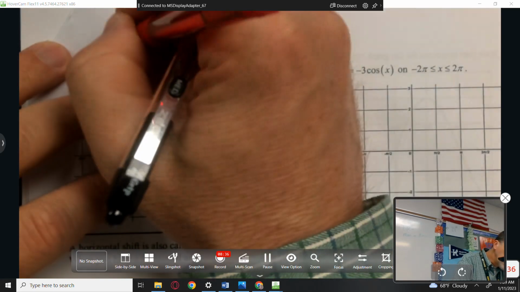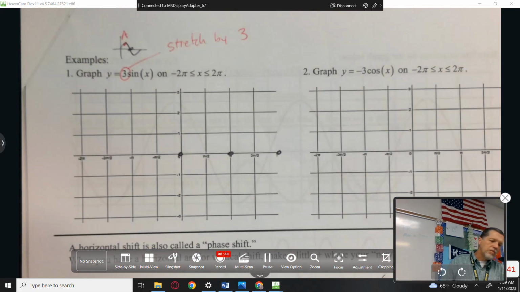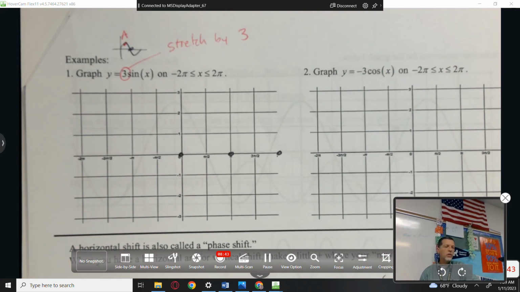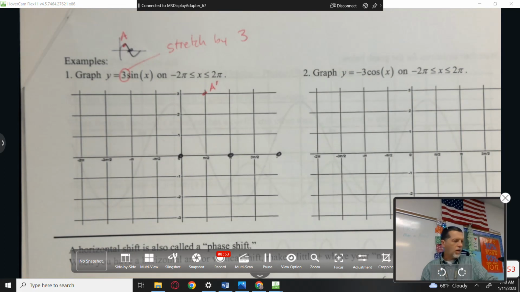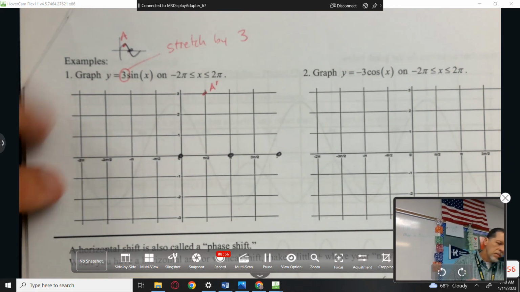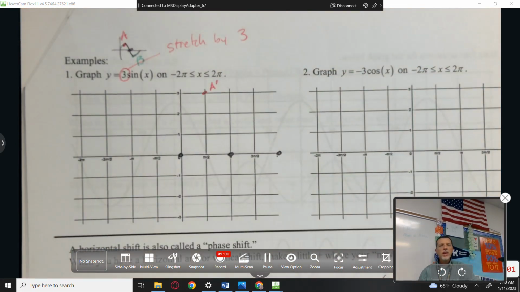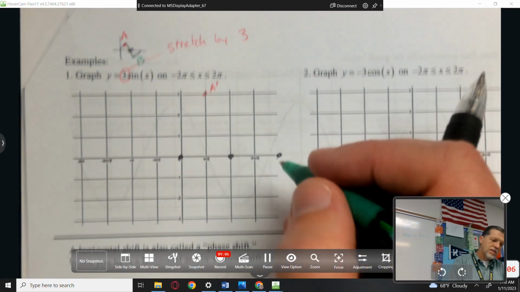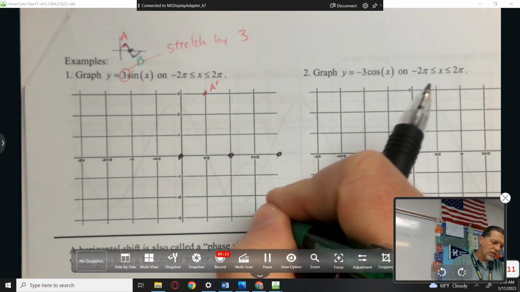So normally this point is at 1. I'm just going to call it point A. Where does that point go if I've stretched it by 3? Up to 3. 3 times 1 is 3. So here's my new A, A prime, I guess we can call it. This bottommost point, this minimum point, I'll call point B. If I stretch it by 3, where does it go? Down or up? Down, so there's my new point B.